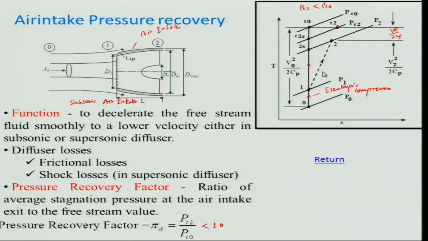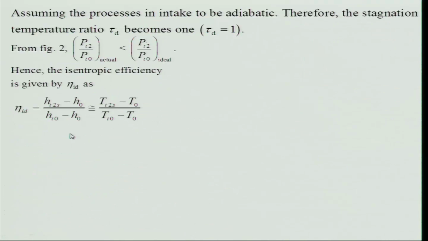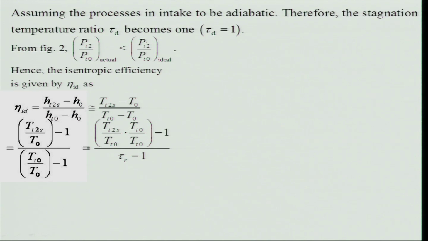Is that clear? So, if you look at this, this is Tt2S minus T naught, divided by Tt naught minus T naught, like that is the isentropic efficiency for an air intake. So, if I look at this, I can divide this by T naught and I will get Tt2S divided by Tt naught minus, no, that is a little problem here, okay.